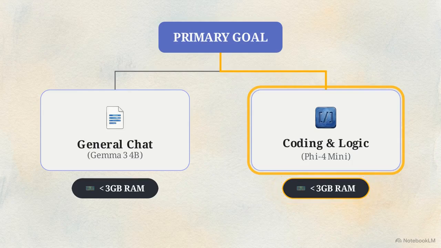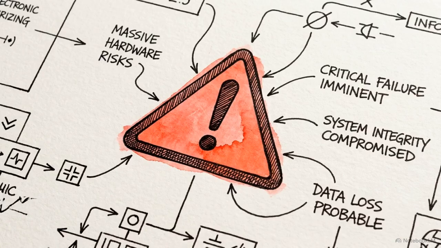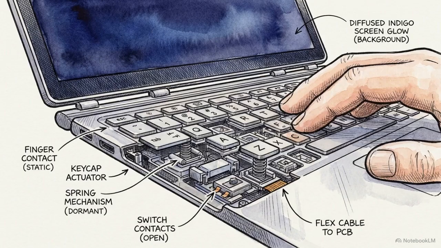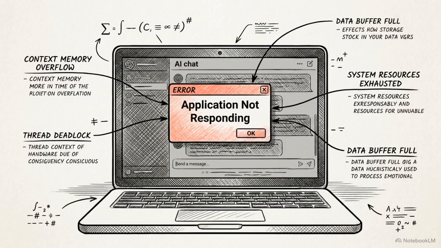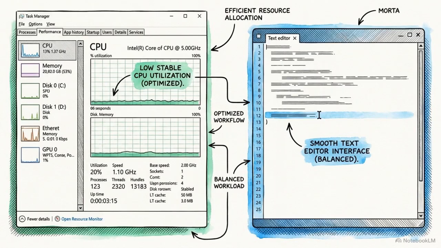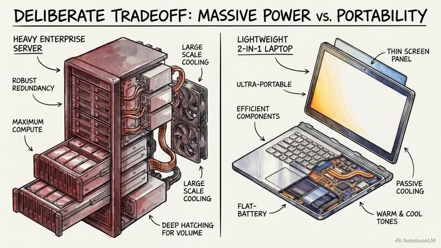You have to steer completely clear of any 7 billion or 8 billion parameter models. Even highly compressed, the second you type a long prompt into one of those, it will overflow your context memory and freeze your computer. Matching the exact model size to your specific daily task keeps the dual-core processor from buckling under impossible workloads.